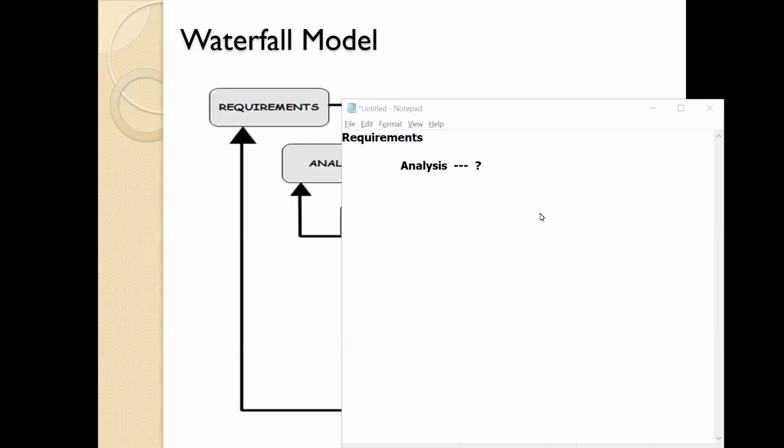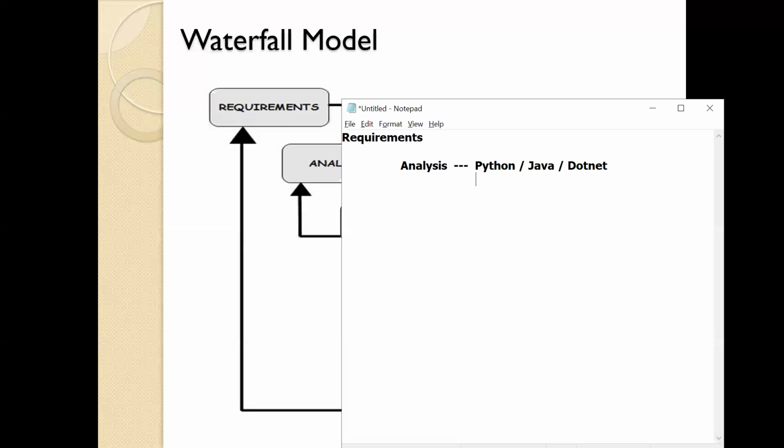What happens to the analysis part? In the analysis part, the technology components are decided. So the IT company will decide the technology. Should we build the product using Python? Or should we build the product using Java? Or should we build the product using .NET? The technology components will be decided.